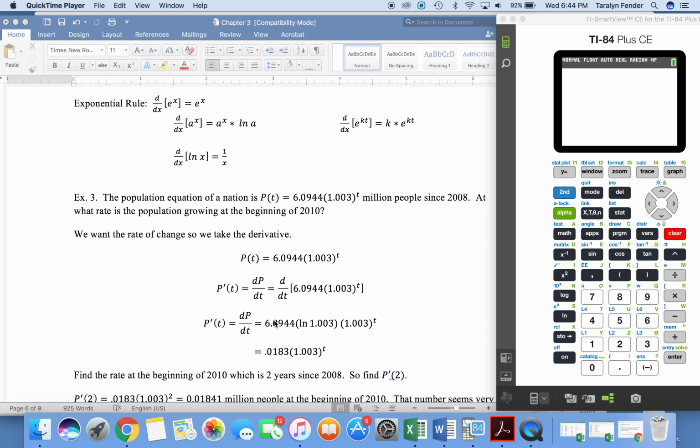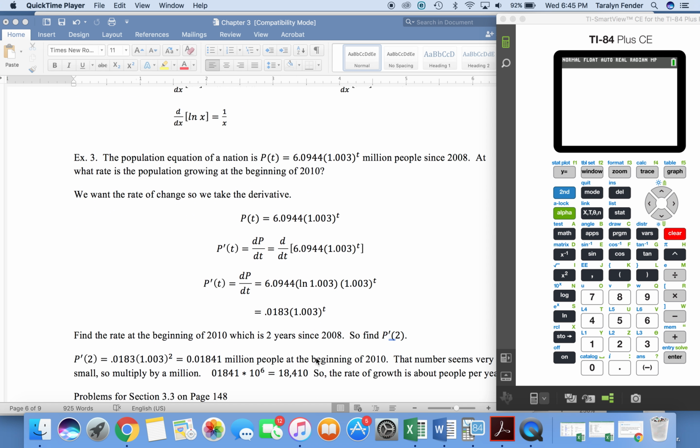These two are not whole numbers, but real numbers. So I can plug that into my calculator and get a value. And so it's 0.0183 times 1.003 raised to the t.